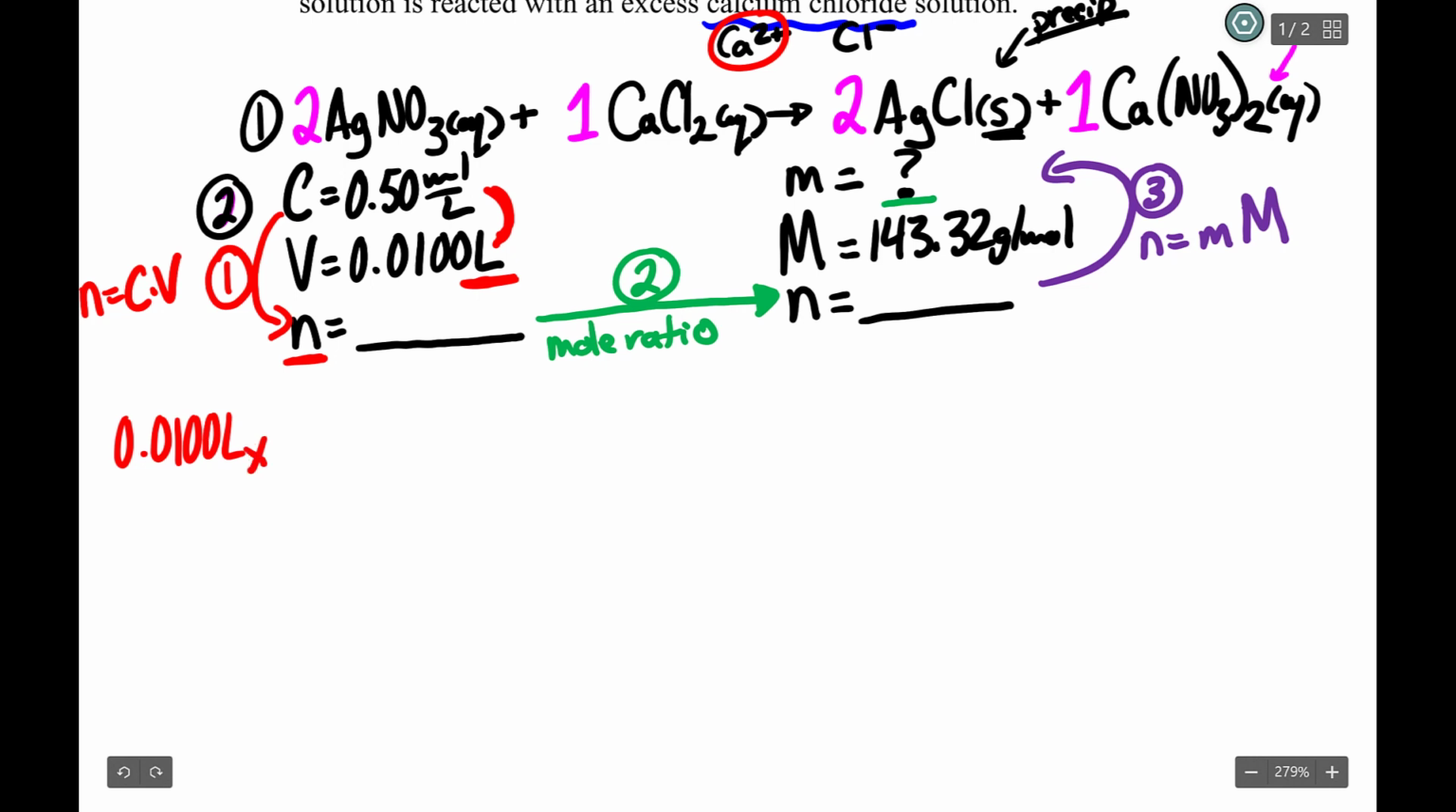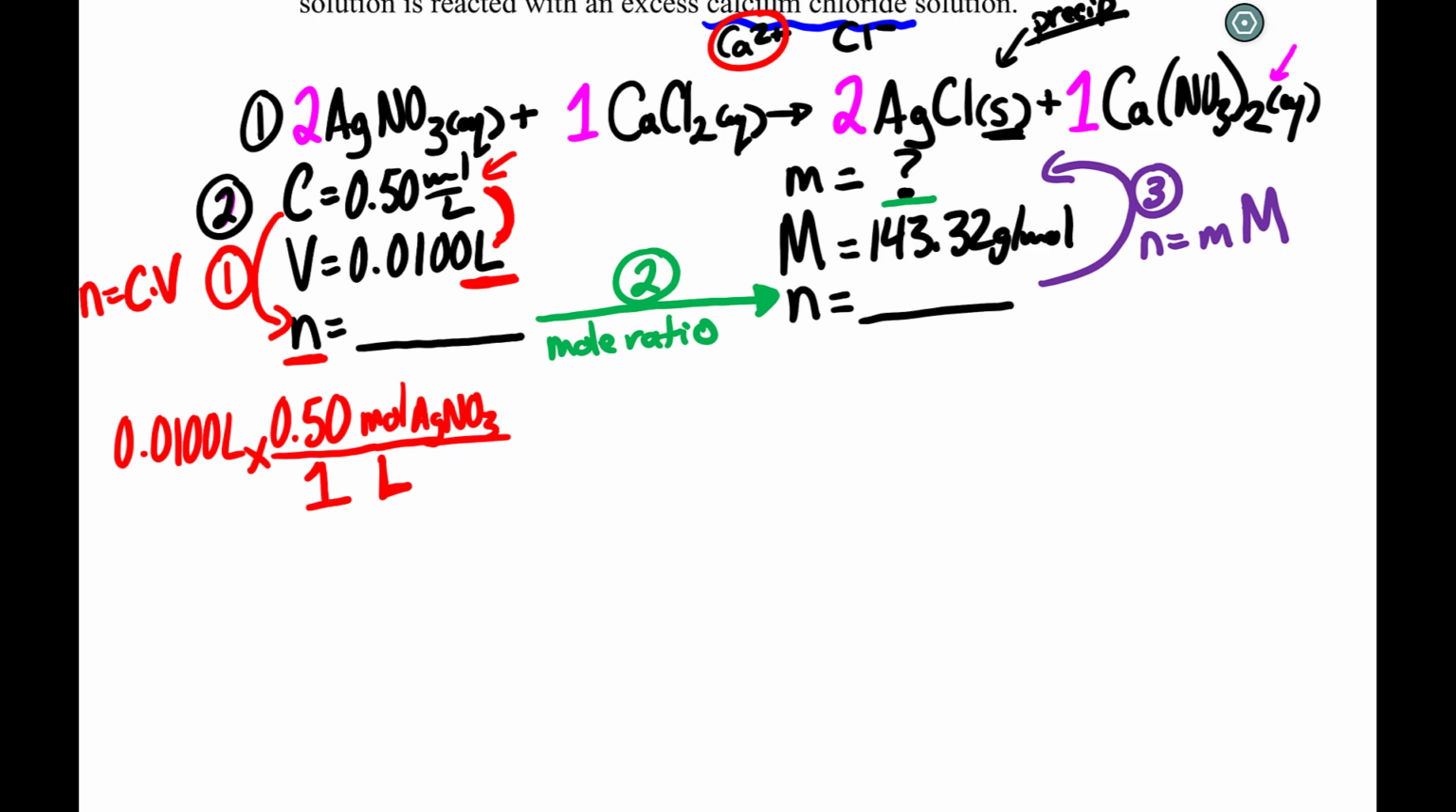So let's start with 0.0100 liters times. Now what I would like is moles of AgNO3, so I have to put that on the top of my fraction. That's what I'm solving for. And what I'd like to get rid of is the liters, so I'm going to put liters on the bottom. Well, what has moles and liters in it? Concentration. That is a fraction. This is 0.50 moles of silver nitrate in every 1 liter. That's the exact same thing. So as a fraction, that's what that calculation looks like. This is step number 1.